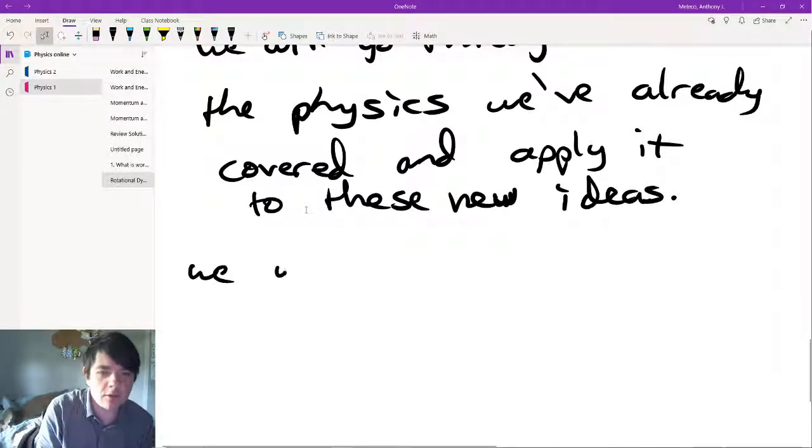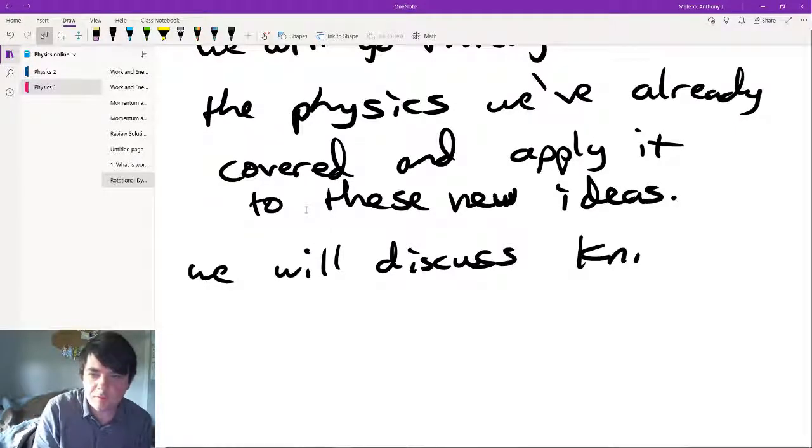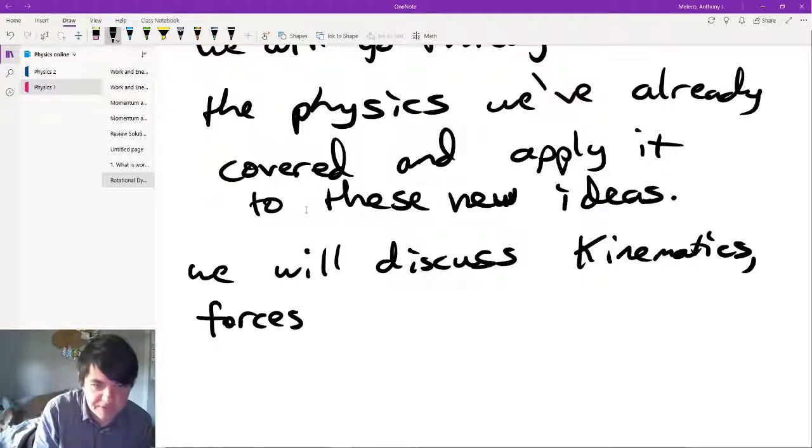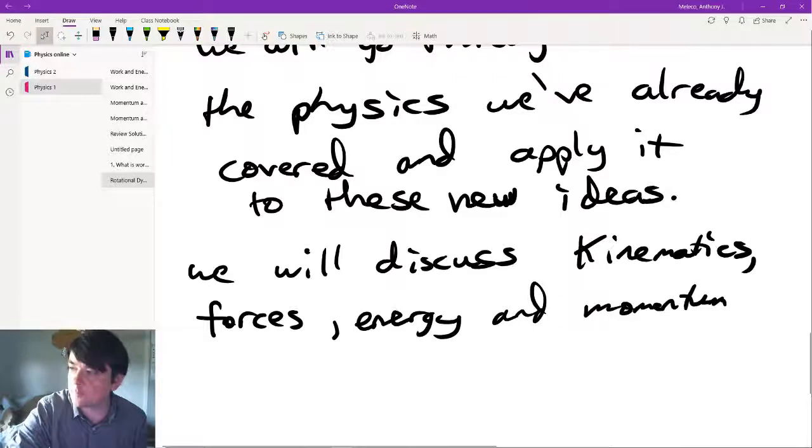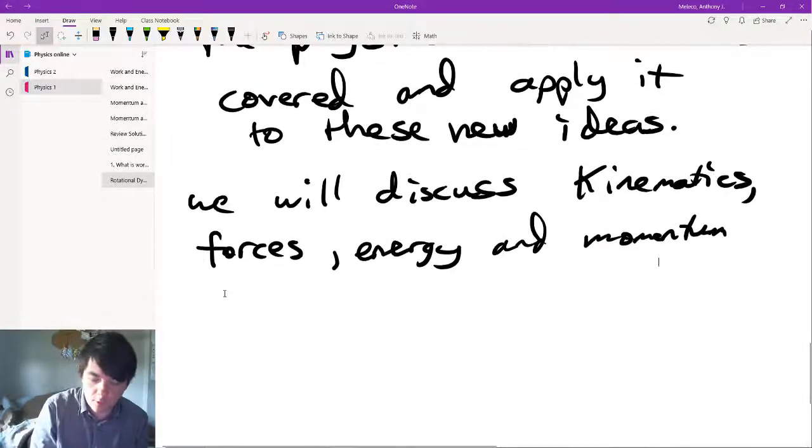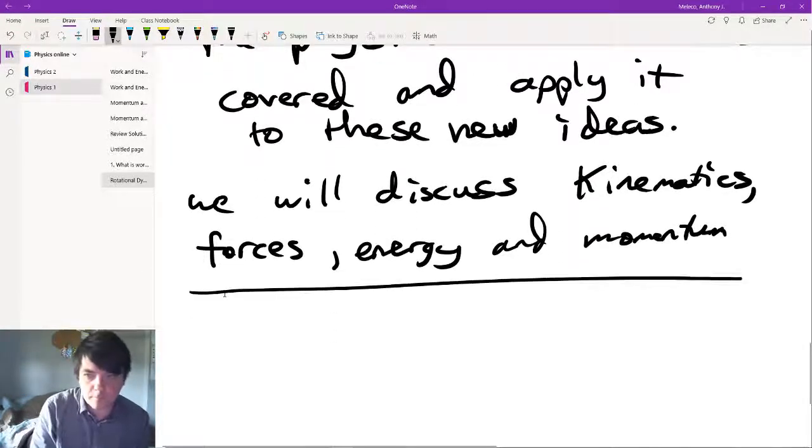So we will discuss kinematics, forces, energy, and momentum as we go through and discuss rotation as a whole. So, let's start with our discussion of kinematics.